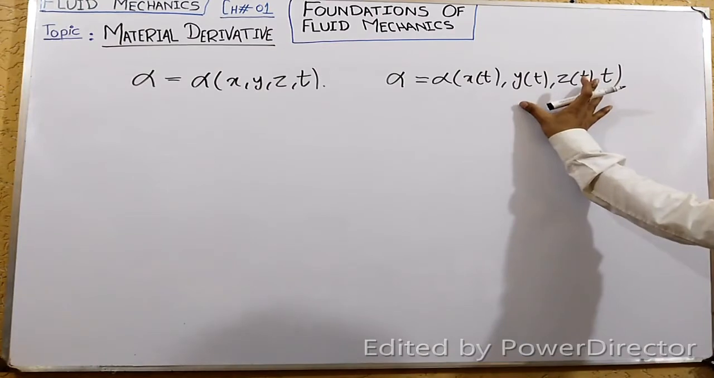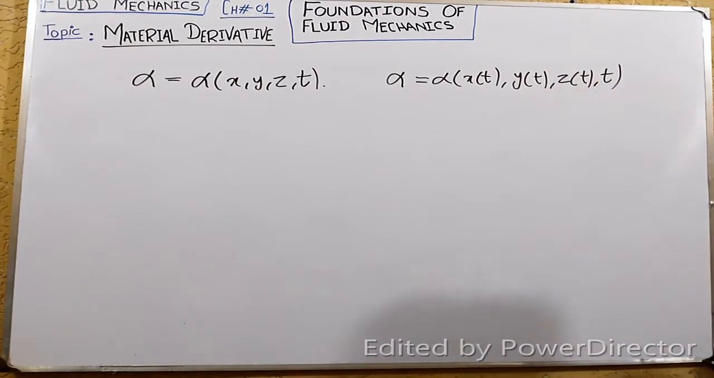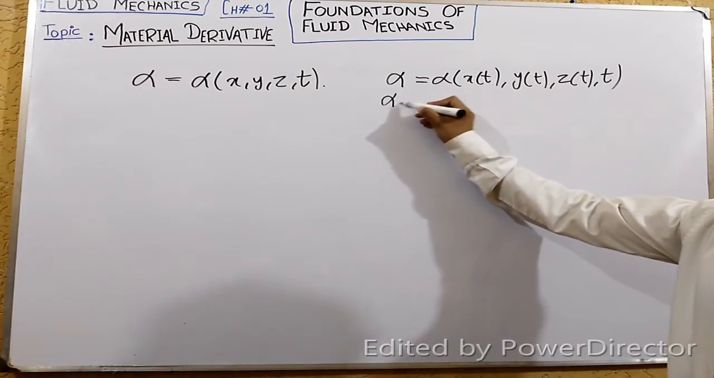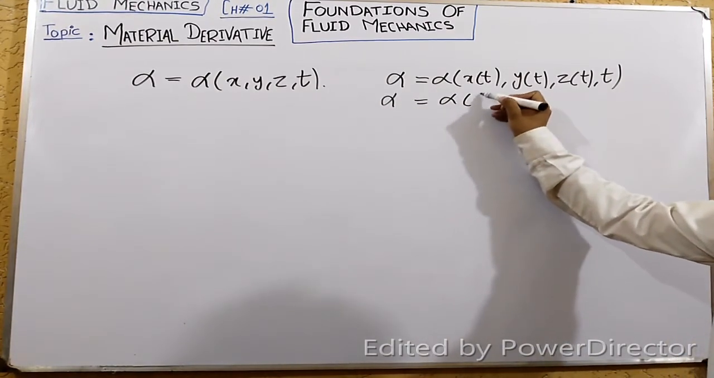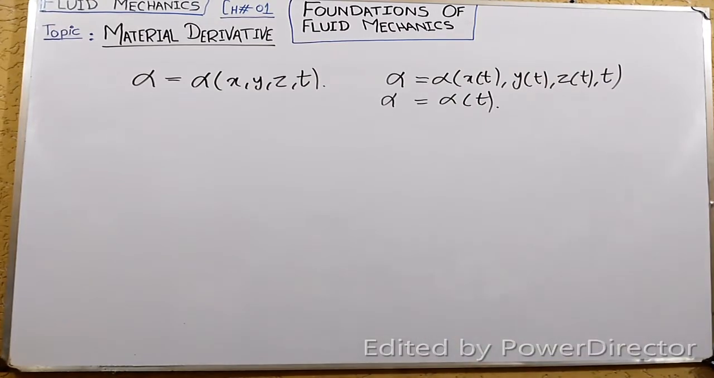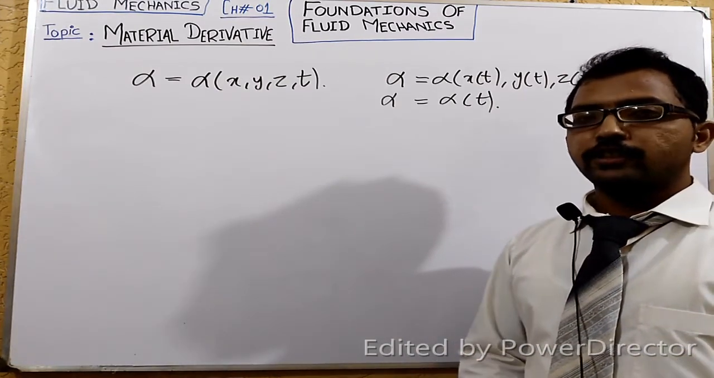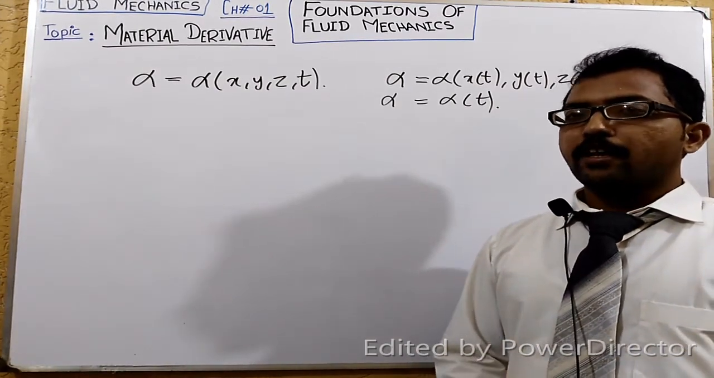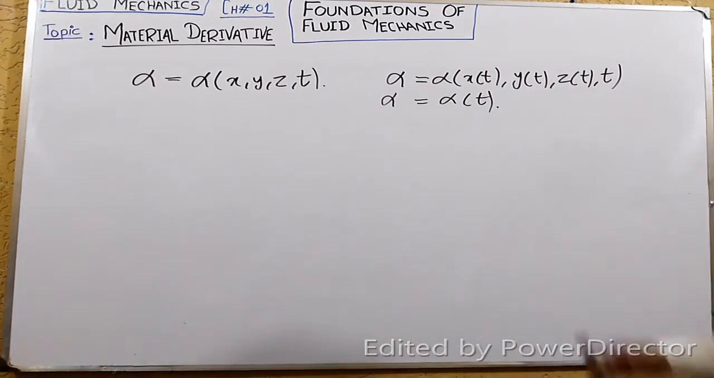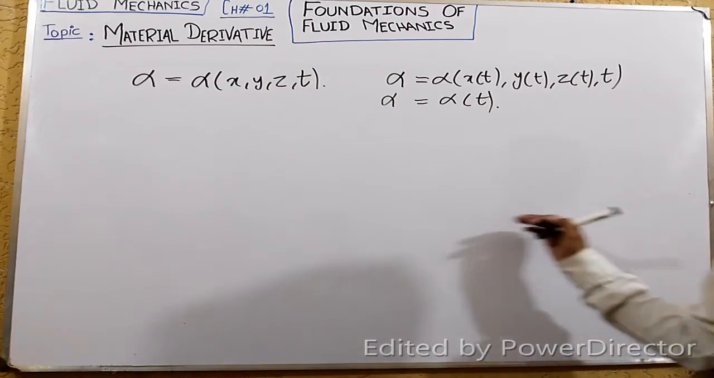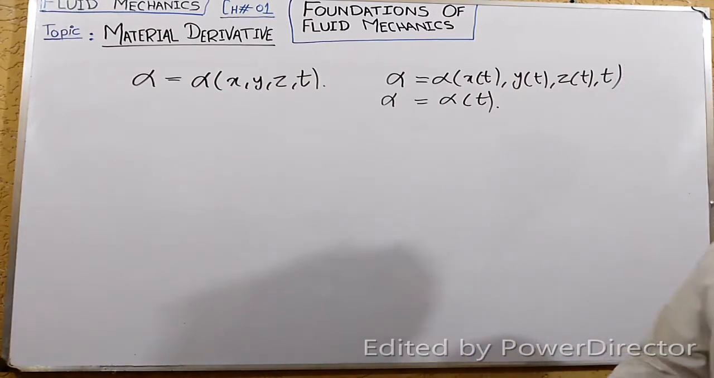Since the expression on the right hand side is a function of time t only, therefore in the Lagrangian coordinate system, the fluid property alpha is given as the function of time t only. This is what we have already discussed in the previous lecture. Now we will find the change in the value of alpha for some period of time delta t. First we will find this change in the Lagrangian coordinate system, and then we find the same change in the Eulerian coordinate system. So let me first calculate it for the Lagrangian coordinate system.